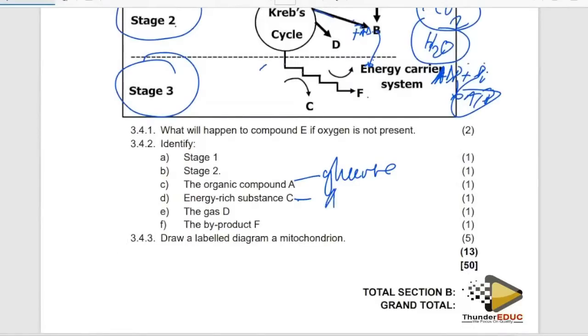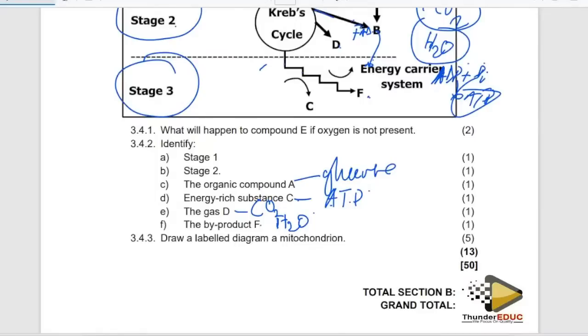It is ATP, adenosine triphosphate, which is formed here. And then you have gas D. Where is gas D? Gas D is going to be carbon dioxide. And then you have byproduct F. What is this byproduct? This is H2O. H2O is needed, but it is also a byproduct.